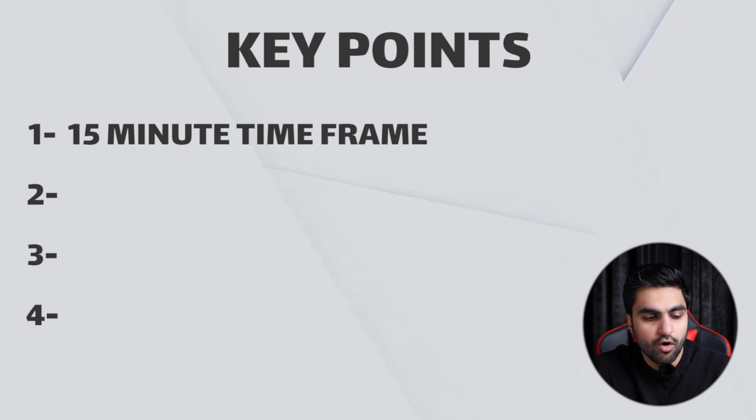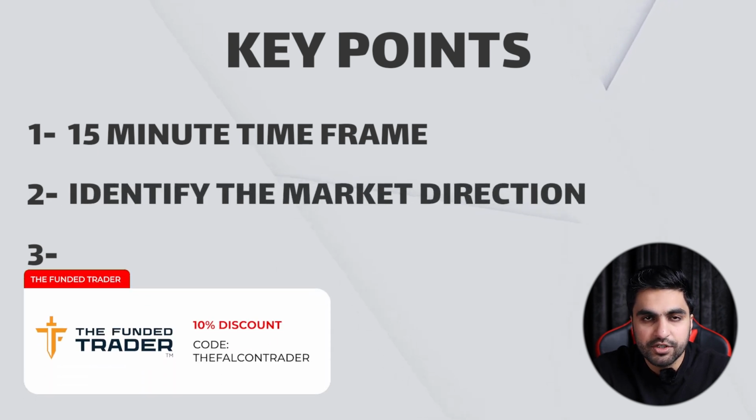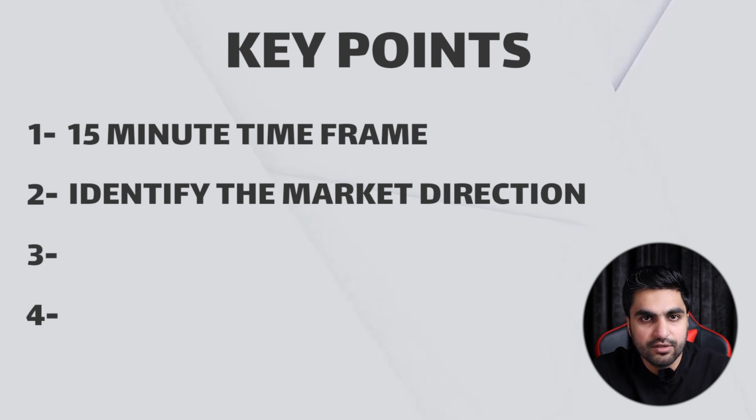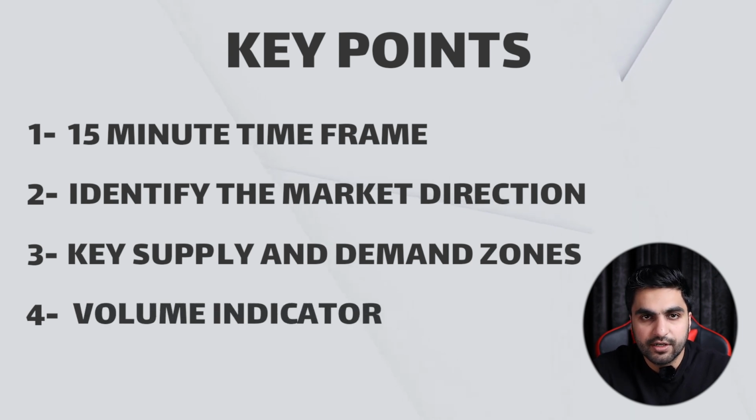Second step is, on the 15-minute time frame, we have to identify the market direction by identifying highs and lows of the market. I will give you the example. You will learn how we can identify the market direction. Third step, we will mark key supply and demand zones, which are going to help us identify where we need to enter and from where we need to exit. And last step, we will be using the volume indicator. So these are the 4 steps that we are required to follow.